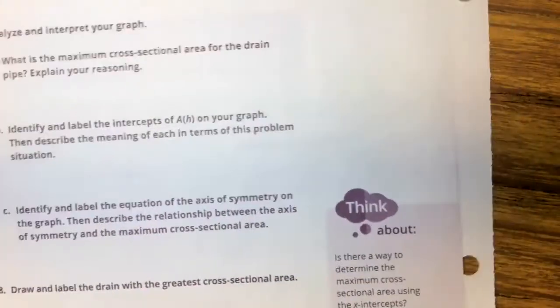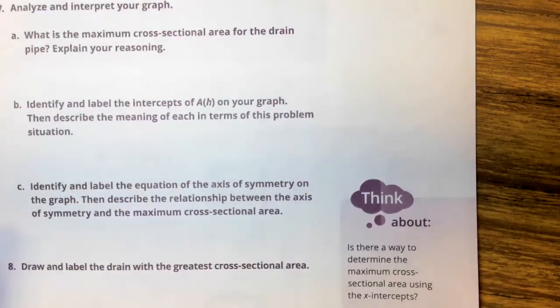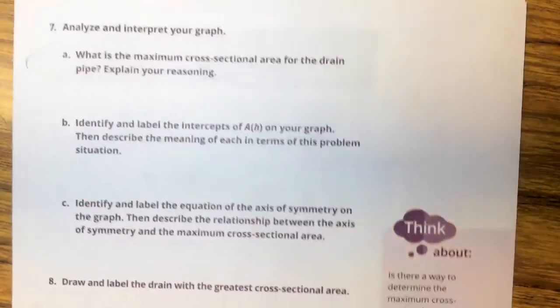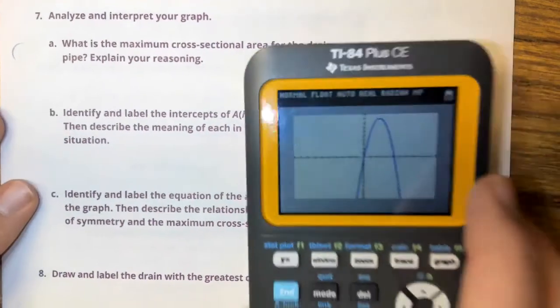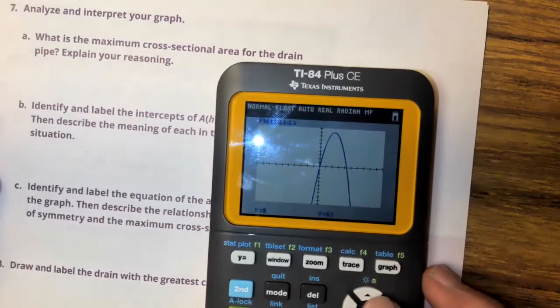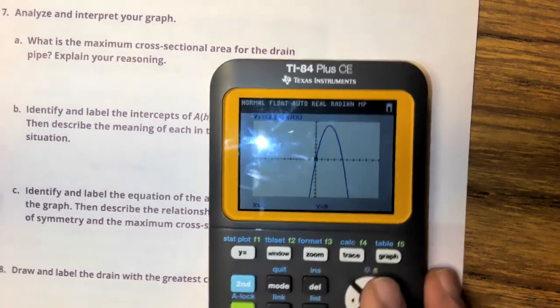Okay, cool. So let's move on to number 7. Analyze and interpret your graph. What is the maximum cross-sectional area for the drain pipe? Maybe I can do it on this. If I trace my parabola, it might just be a little bit easier to see.